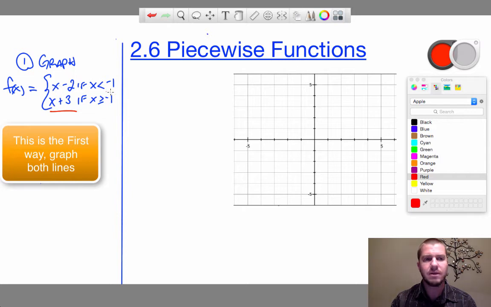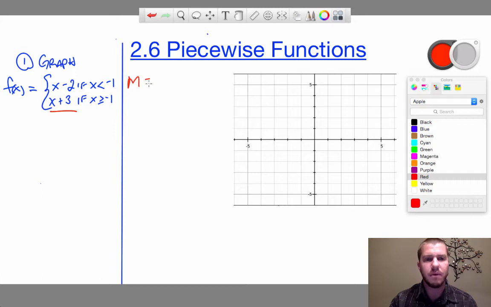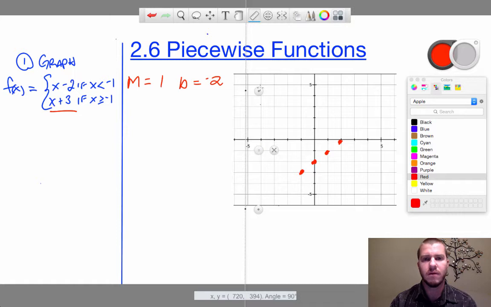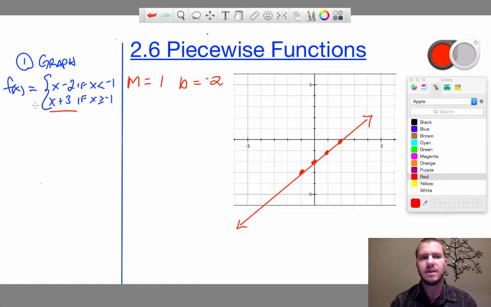Just graph this whole function, x minus 2. So that means the m is 1, the b is negative 2. So I will go where the b, the y-intercept, is negative 2, and I'm going to put my point. My slope is 1, rise 1, run 1. And I'm going to go the other way. Down 1, left 1. And I got to keep that positive slope. So then I'm going to draw my graph. And this is that function x minus 2.